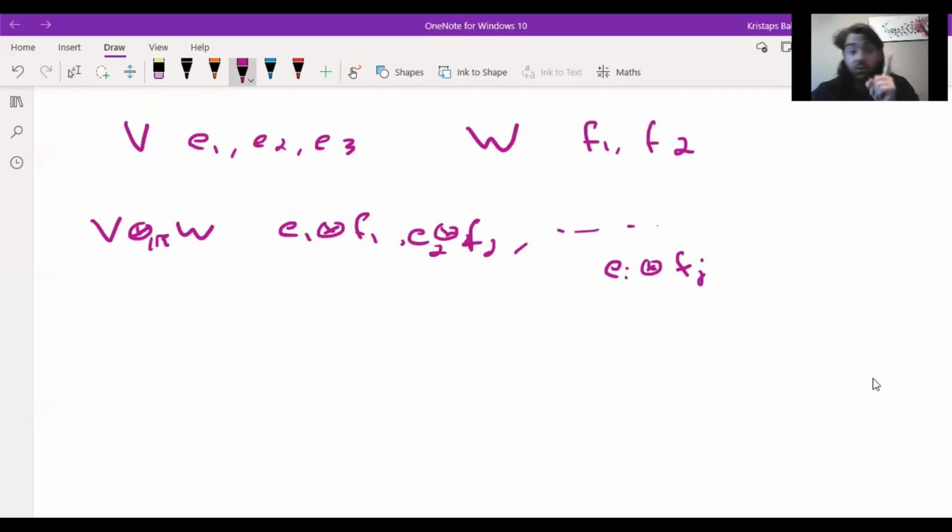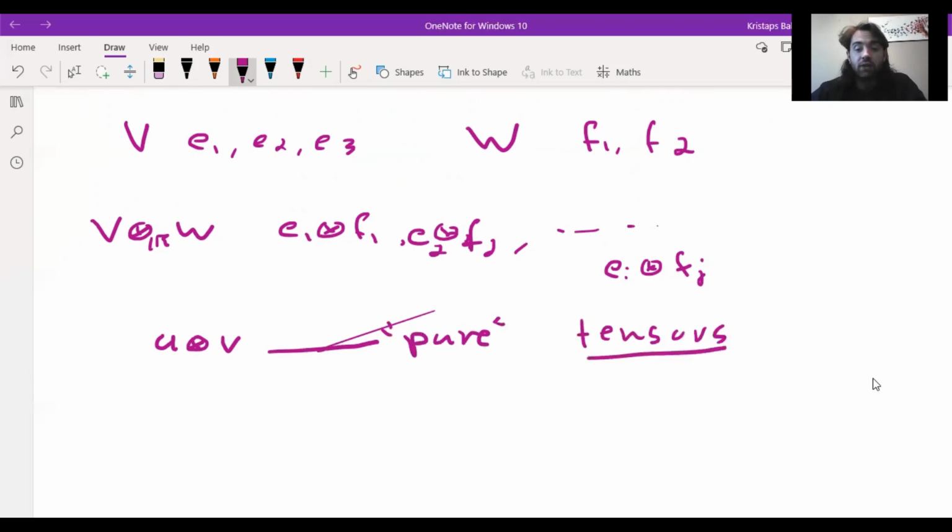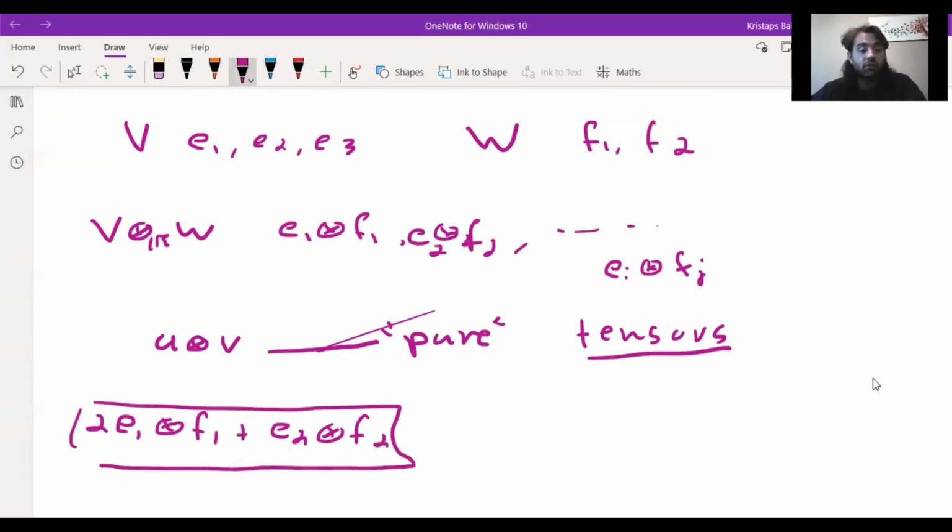But the thing to be careful of here is this does not mean that all elements of the tensor product are of the form u tensor v. This is not the case. Tensors that do satisfy this, we call pure tensors. But you have to be careful because you can't always argue just on the pure tensors. For example, you could have something like 2 E1 tensor F1 plus E2 tensor F2. This term cannot be reduced any further into a simple tensor expression.